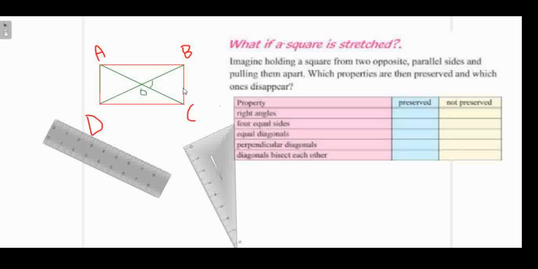As you can see, if we stretch a square, it will become a rectangle, as in the figure below, ABCD, it is a rectangle. So let's see, these are the properties of a square. Let's see what property is preserved, which is still the same.